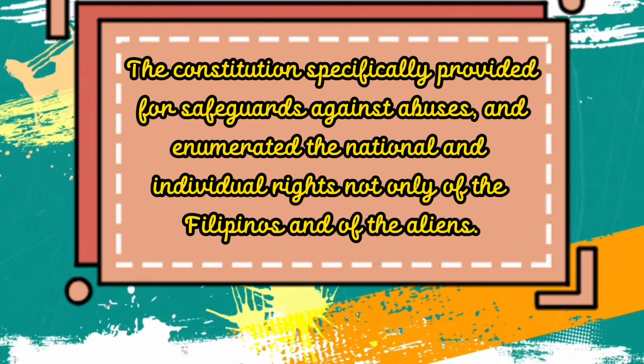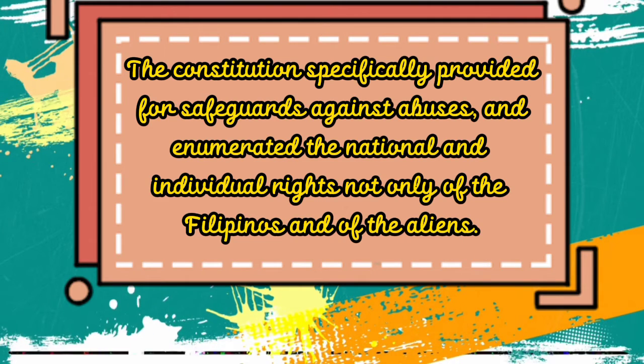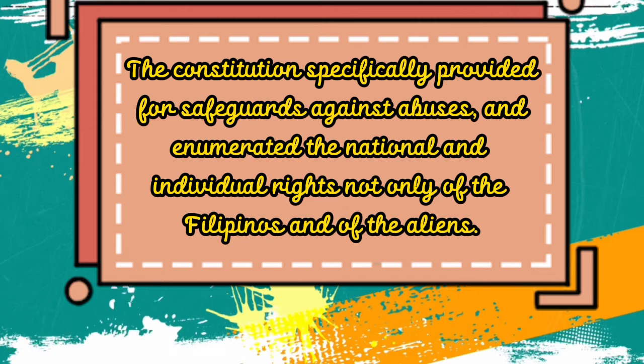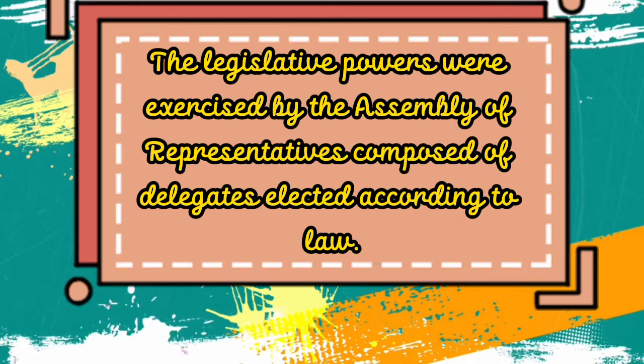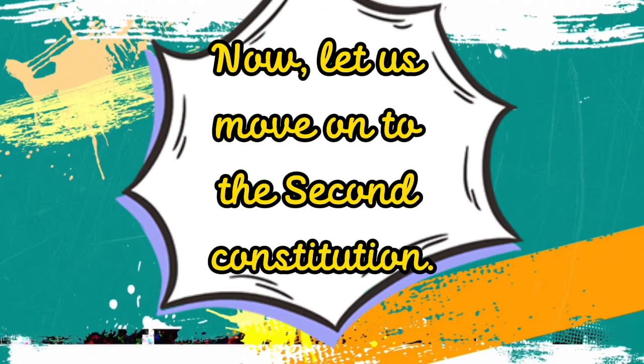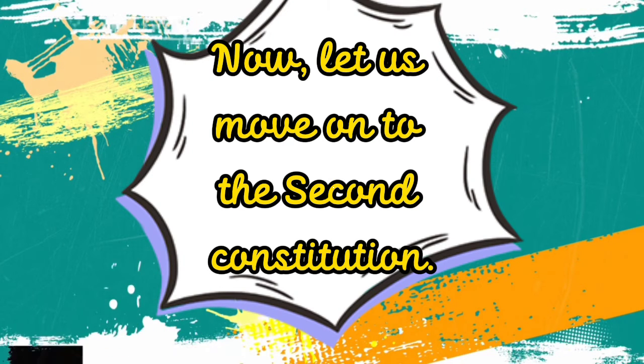The Constitution specifically provided for safeguards against abuses and enumerated the national and individual rights not only of the Filipinos but also of the aliens. The legislative powers were exercised by the Assembly of Representatives composed of delegates elected according to law. And now, let us move on to the second constitution.